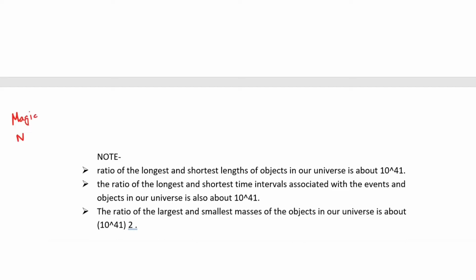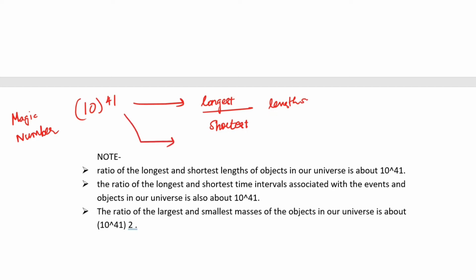Now here is an important note, and there is a magic number which is 10 power 41. This 10 power 41 has a significance because it is nothing but the ratio of the longest to shortest length and time period. So 10 power 41 is the ratio of the longest and shortest time length as well as time period. Now 10 power 41 the whole square is nothing but the ratio of the largest and smallest mass. This is actually a coincidence which happened to be this same number.